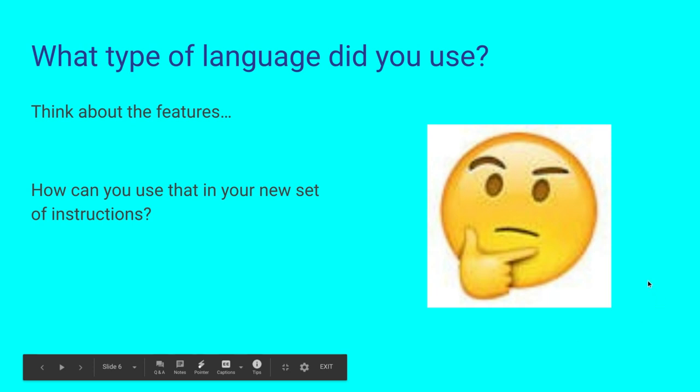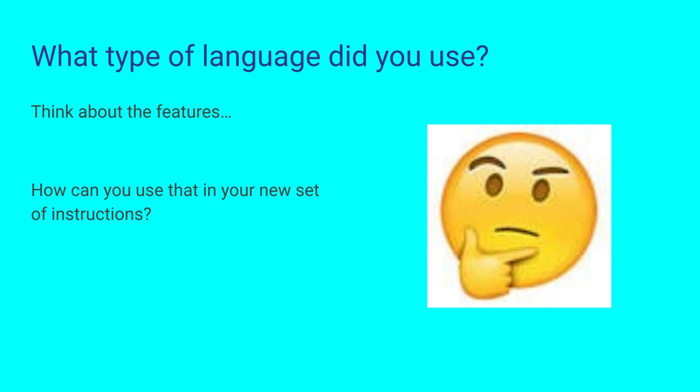Now, what type of language did you use when you were making the notes or narrating over the video? Thinking about the features, the type of language that you should have used, is the use of imperative verbs, which is telling someone to do something. It might be pitch the tent. It might be hit the peg into the ground with the mallet. It might be zip the zip up, and so on. So those are imperative verbs.